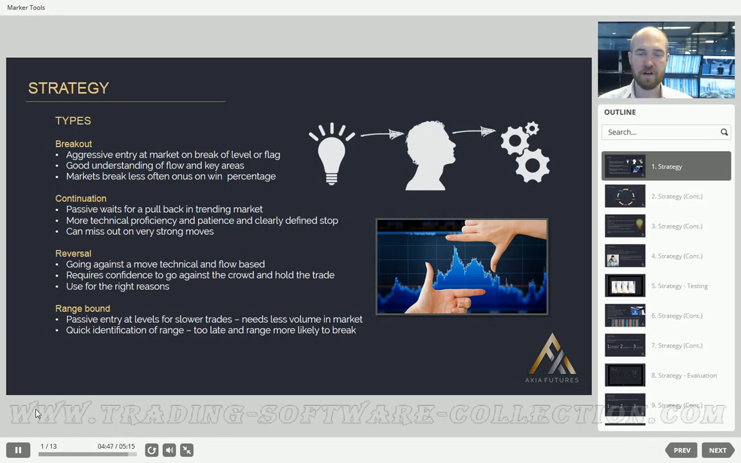Key to this type of trading is identification. Identify where that range is going to build quickly, because the later you leave it, once a range has started to build, positions have accumulated. If it starts to move outside the range, then they're going to shift those positions and all of a sudden the range breaks. So fast identification is very key with range bound trading.